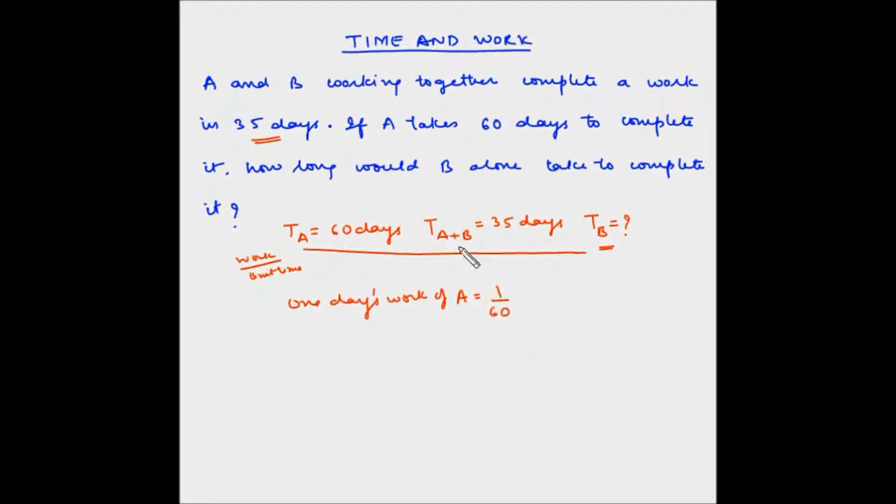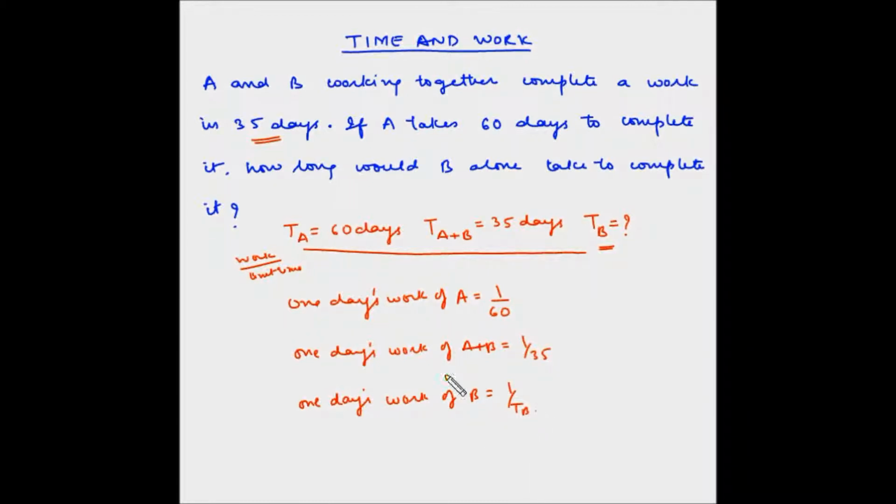Similarly, both A plus B together complete the work in 35 days. So 1 day's work of A plus B is equal to 1 by 35. And if we consider the time taken by B is TB, then 1 day's work of B is equal to 1 by TB.